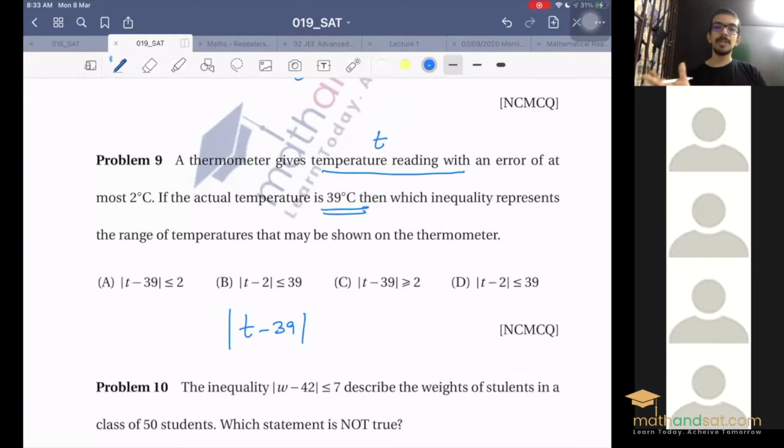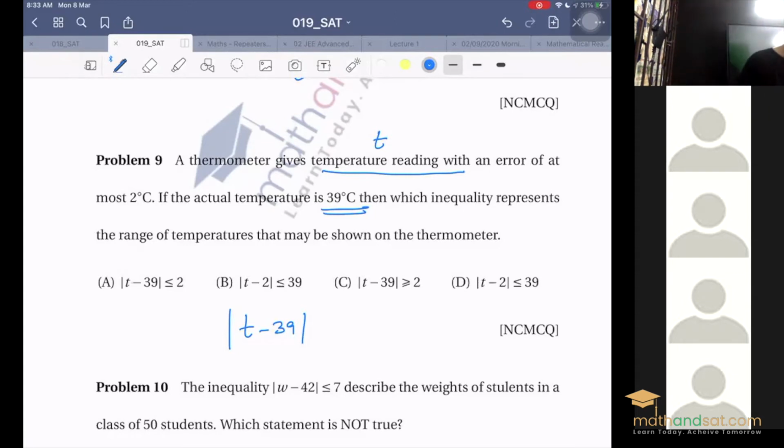So the error can be in both ways. Instead of 39 degrees, it could have read 38 degrees, and instead of 39 degrees, it could have read, say, 40.5 degrees. So the error could be on both sides. For that, you take the absolute value. So this is the error value.